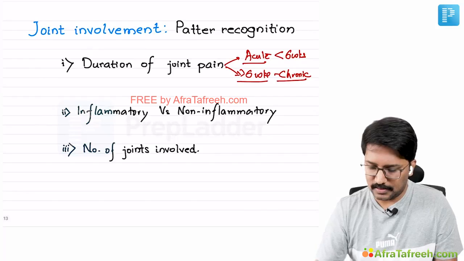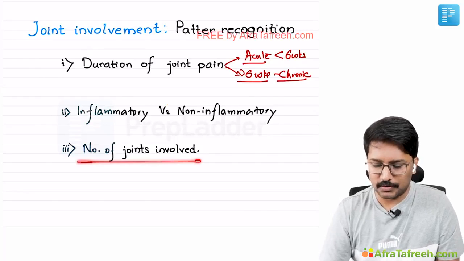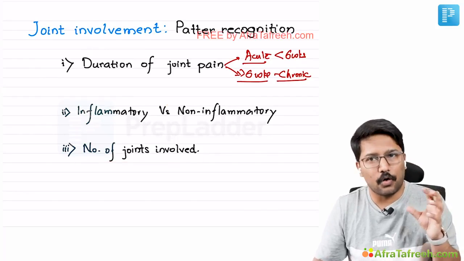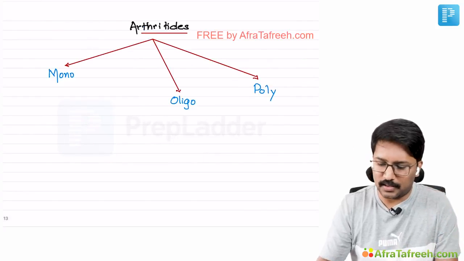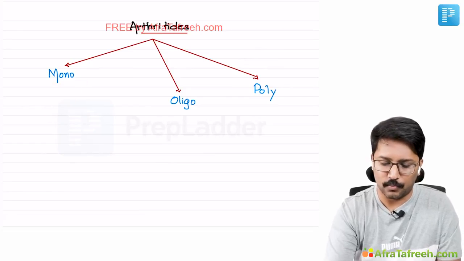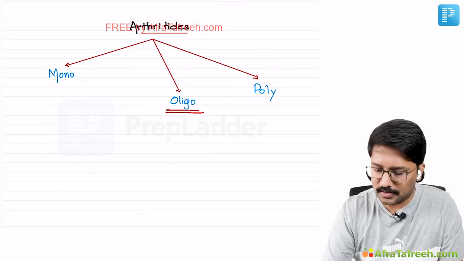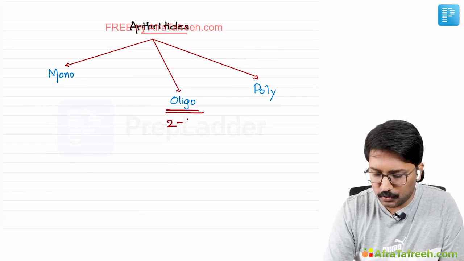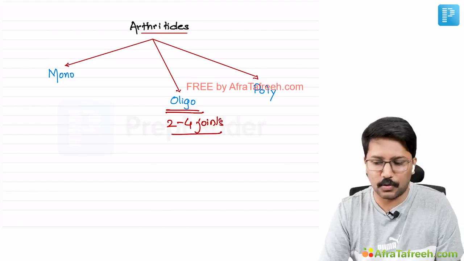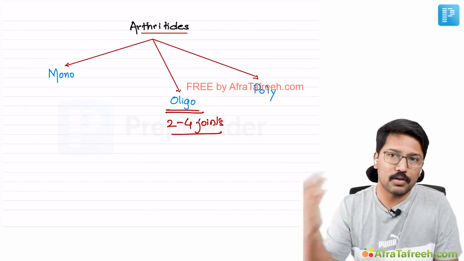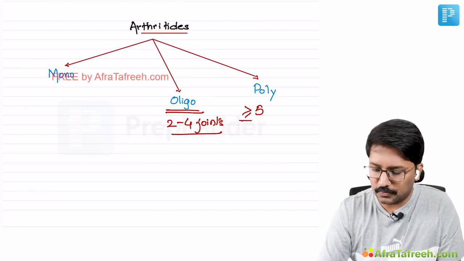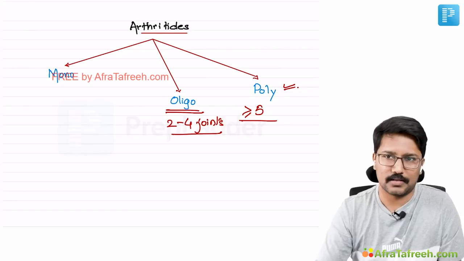Now let us address the next point, that is the number of joints involved. So we have these classical terms, right? Monoarthritis, oligoarthritis, and polyarthritis. When one joint is involved, we call it mono, and we will call it oligoarthritis when there is involvement of 2 to 4 joints, right? And when there are more than 4 joints involved, that means 5 or more joints involved, we will call it polyarthritis, right?